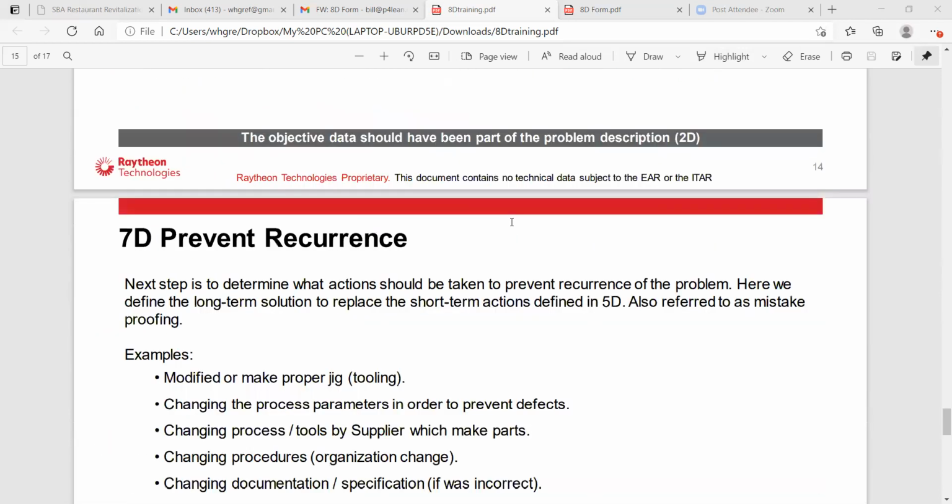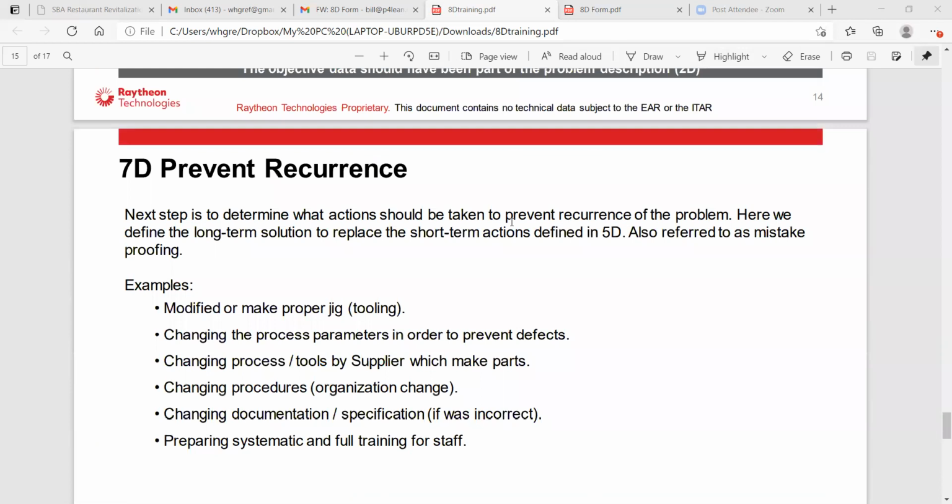And then 7D is to prevent the recurrence of the problem. We want to make sure that we have taken actions to prevent recurrence of the problem. We define the long-term solution to replace the short-term actions defined in 5D. So also referred to as mistake proofing. For examples, modify or make the proper jig, changing process parameters in order to prevent defects.